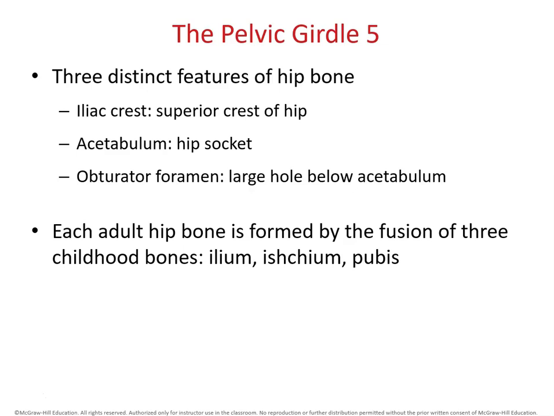So 3 distinct features of the hip bone that I'd like you guys to know. The iliac crest is kind of the topmost part of the hip. The acetabulum is the hip socket. This is where the femur articulates. This is the socket of the ball and socket joint. And then the obturator foramen is the large hole that we see below the acetabulum, and we'll look at this in just a second. The hip bone is actually fused of 3 bones that are separate in childhood, and then they fuse together and are 1 bone in the adult: the ilium, the ischium, and the pubis.